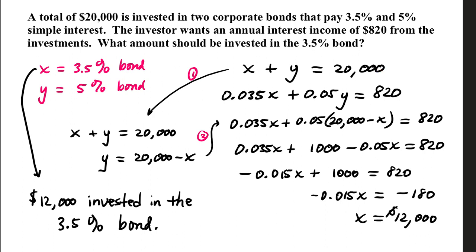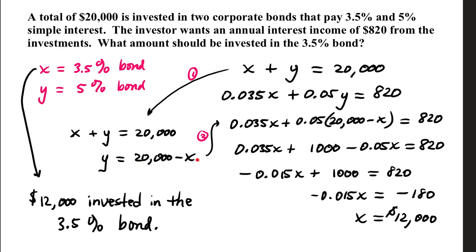And then when it comes to the interest, 3.5%, remember to divide by 100, so 0.035X plus 0.05y, they want this to be $820 for the interest payout. This is our system, these two equations here. I'm going to use substitution, take the top equation, solving for y, that's 20,000 minus x.